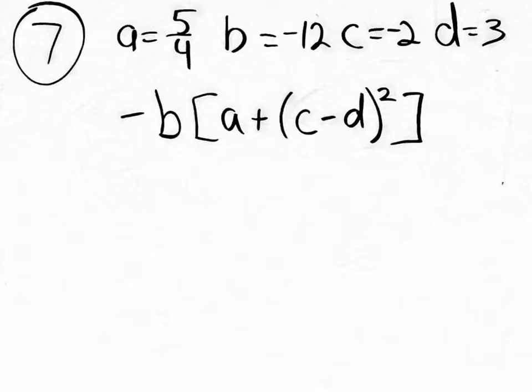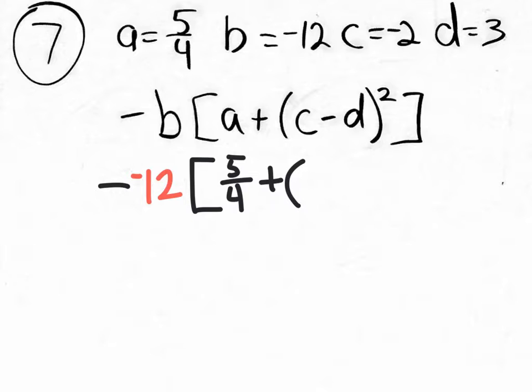This question could be done many different ways, okay? Let's start out by plugging in your b value. That's negative b, which is negative 12. Let me put the bracket right here. The a value is 5/4. And there's a plus sign, and there's parentheses, and then c, negative 2, minus d, which is 3. Then let me close parentheses, square, close bracket.